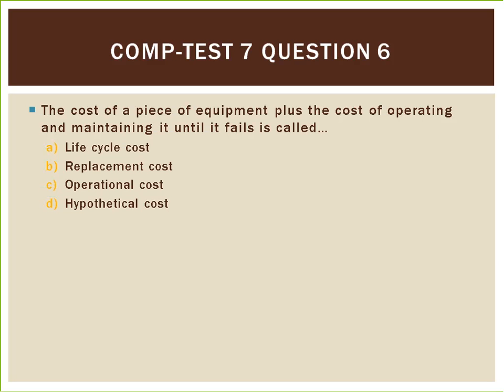Comp Test 7, question number 6. The cost of a piece of equipment plus the cost of operating and maintaining it until it fails is called A, life cycle cost, B, replacement cost, C, operational cost, D, hypothetical cost. A is the correct answer here because the total of all costs added together, including equipment operation and maintenance, is considered the life cycle cost.